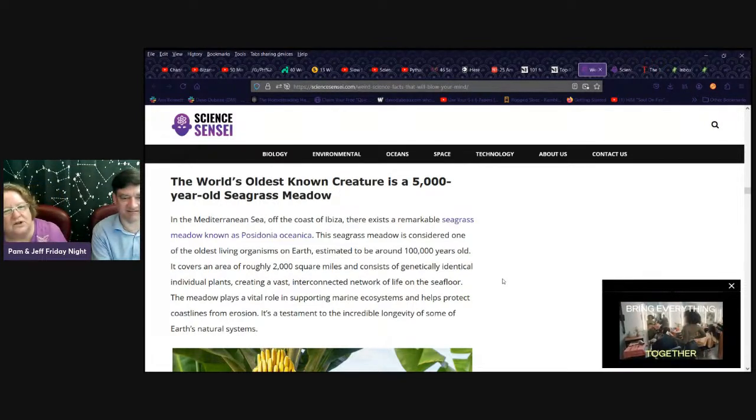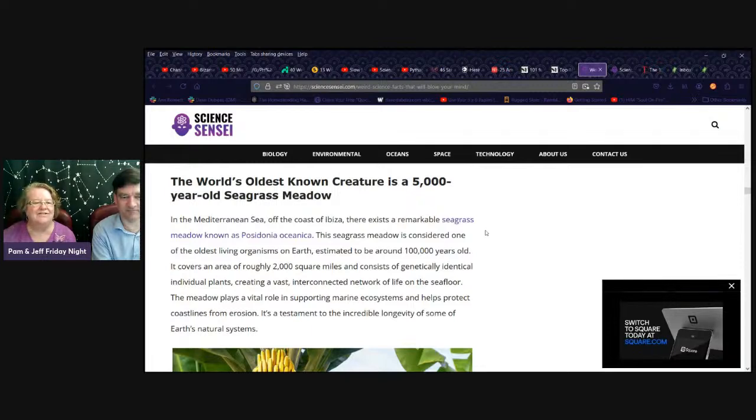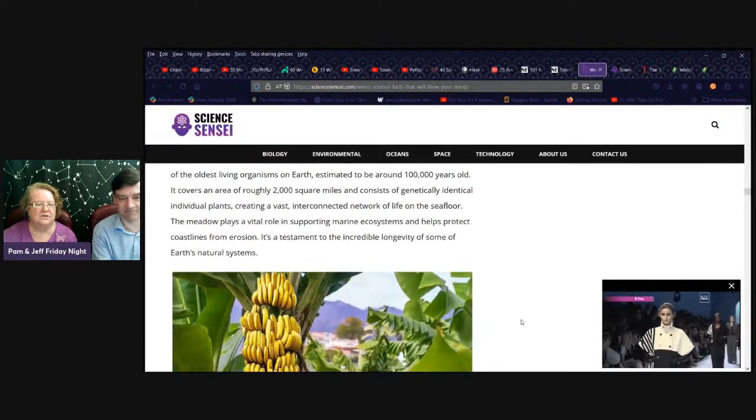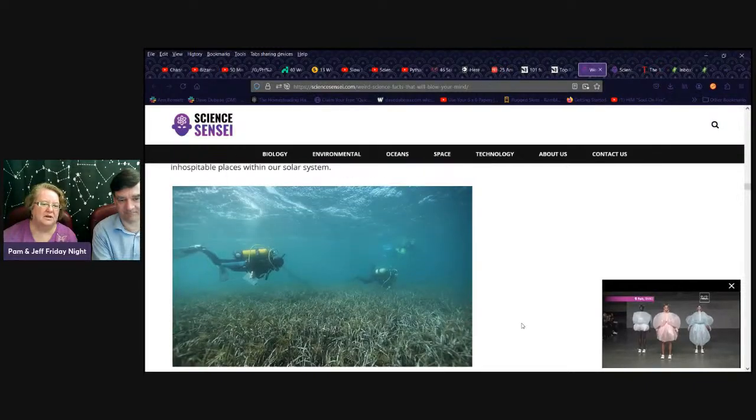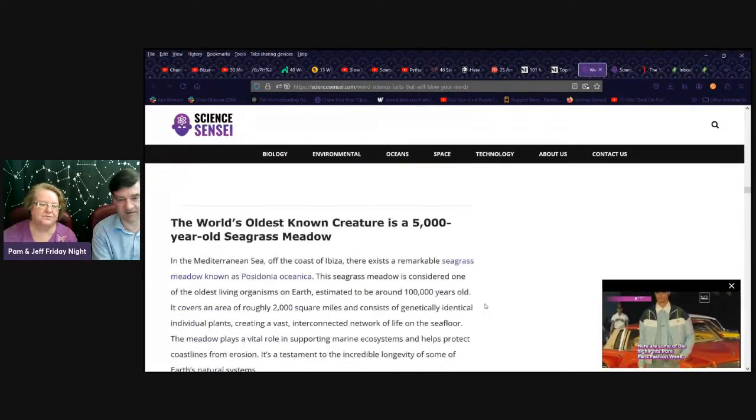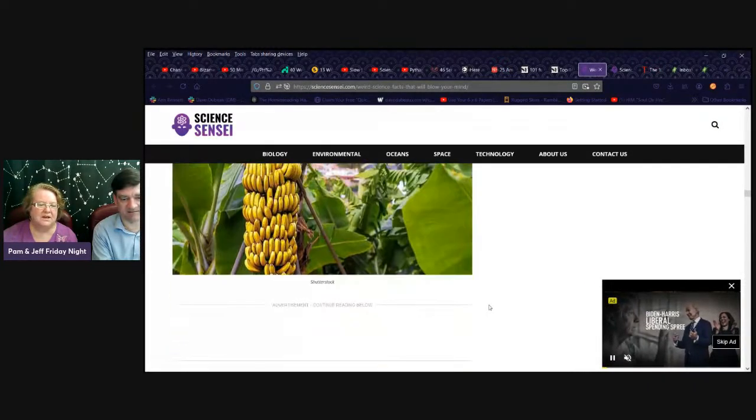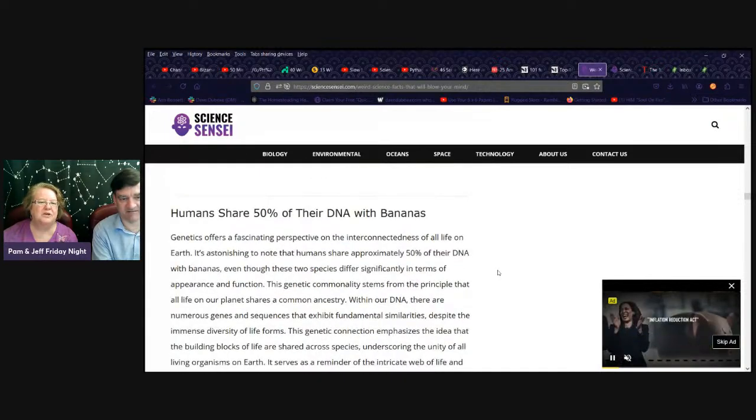The world's oldest known creature is a 5,000-year-old seagrass meadow. And this is under the ocean. Oops, I had a picture up here. Pictures are at the top of these. Yeah. That's something. And there's the bananas. Nope, here's the bananas share 50% of their DNA. Humans share 50% of their DNA with bananas. We share a lot of DNA with all kinds of stuff.